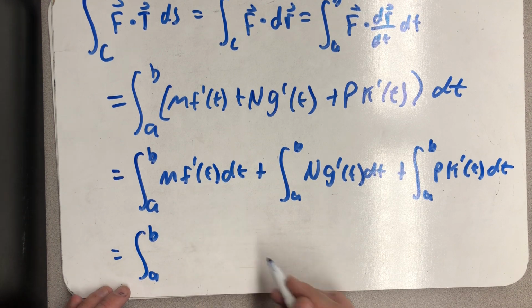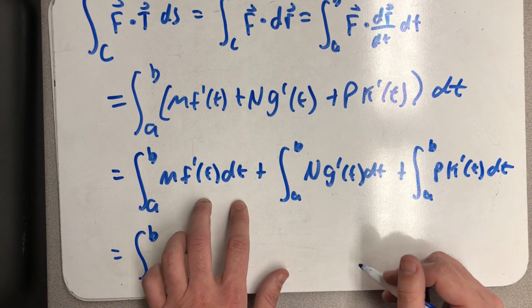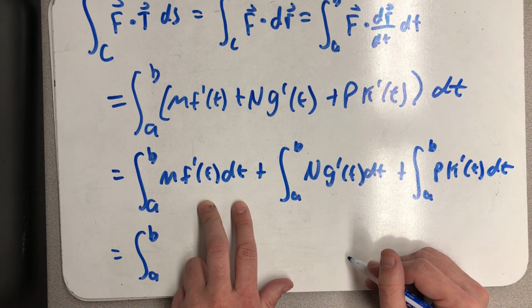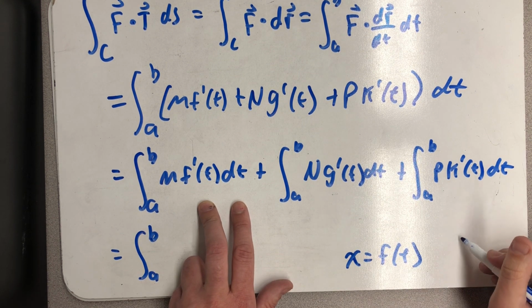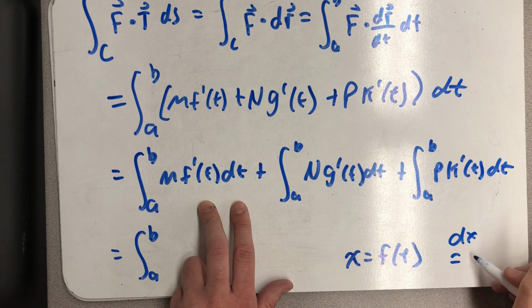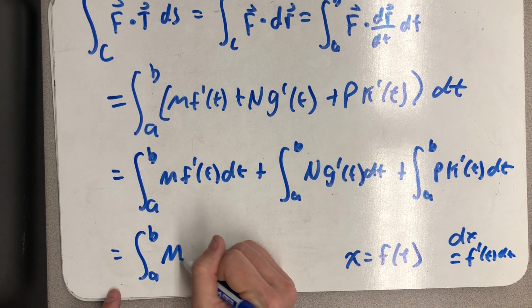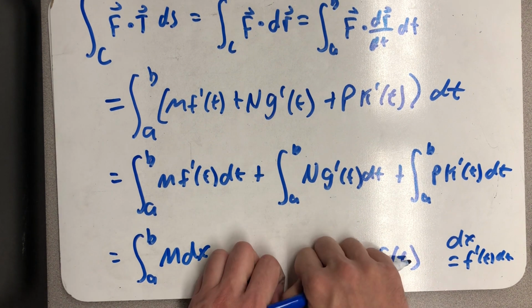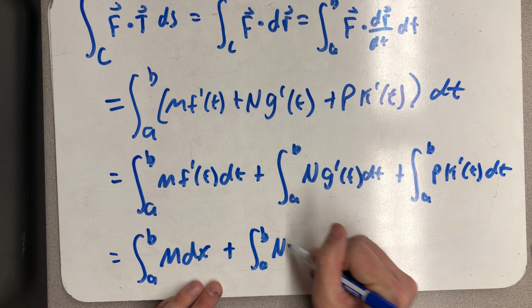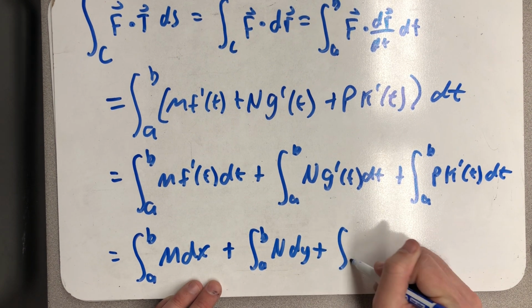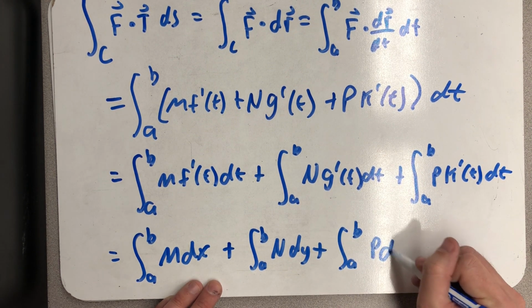What I could actually take one step further is that if I really think about it, of my original function r of t, x equaled f of t. And so if I wrote dx as a differential, it'd be f prime of t dt. So this is really the integral of M dx plus the integral from a to b of N dy plus the integral from a to b of P dz.